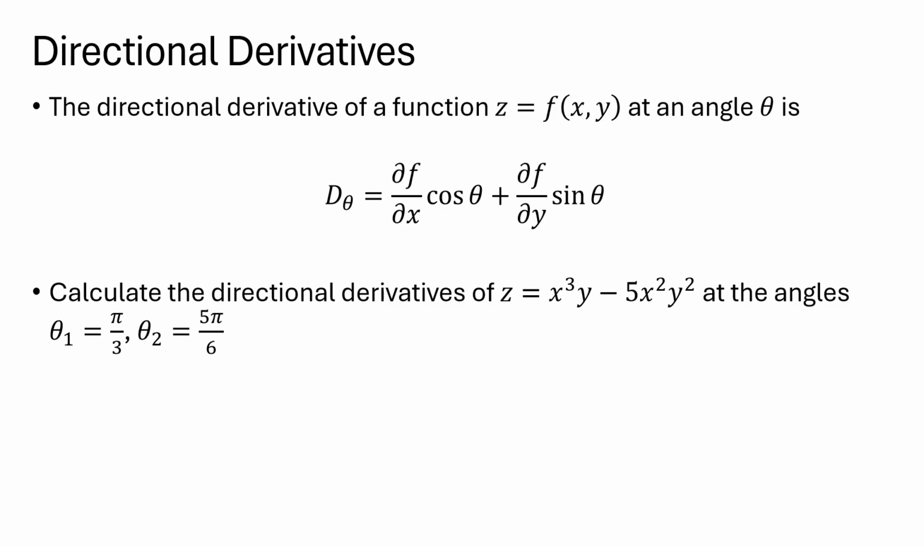With this idea in mind, we come up with the directional derivative at an angle theta as being the partial derivative of the function with respect to x times cosine of whatever angle it is, plus the partial derivative of the function with respect to y times sine of whatever angle it is. We note the directional derivative with a capital D and whatever angle we have, in this case represented as theta. However, this will be replaced with whatever angle we insert. For example, below we will use theta equal to pi over 3 for one of them, and theta equal to 5 pi over 6 for another.